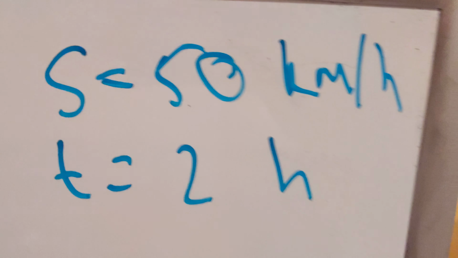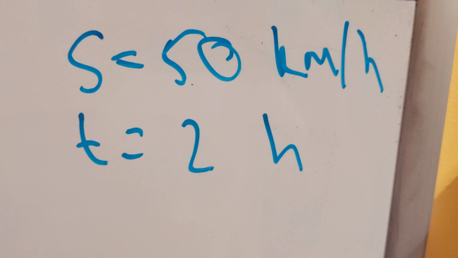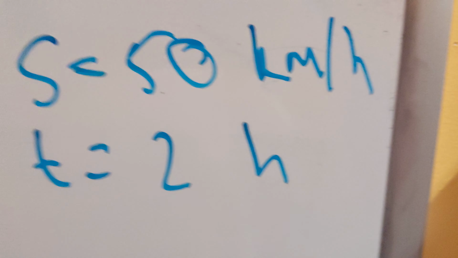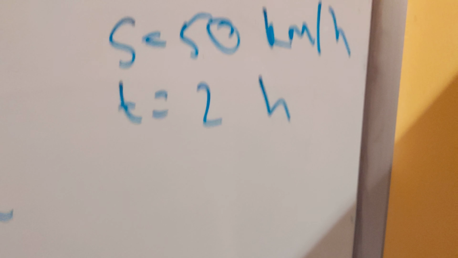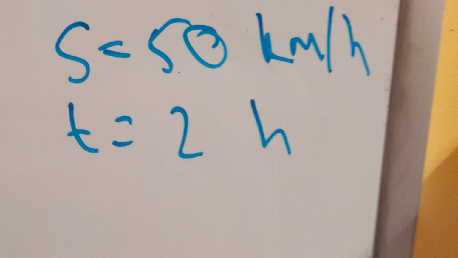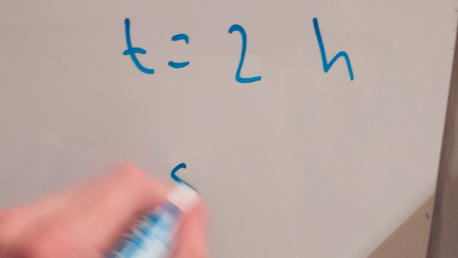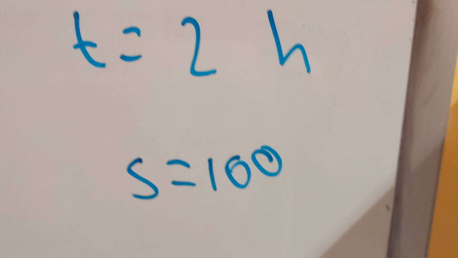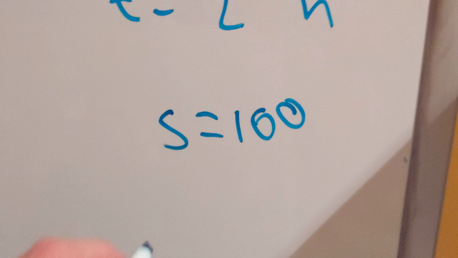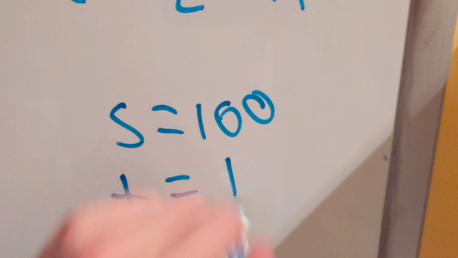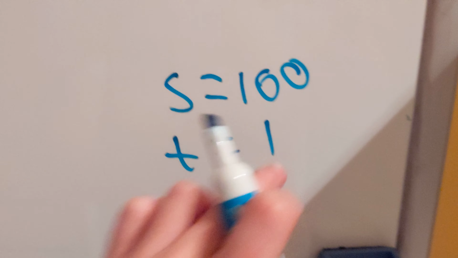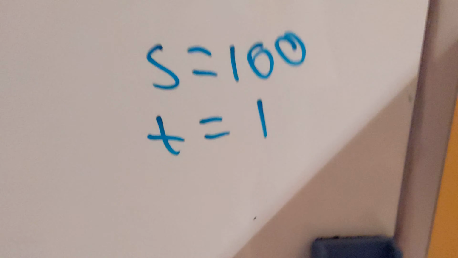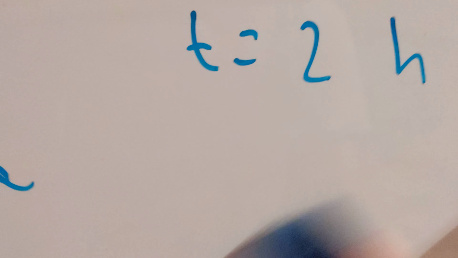And you might notice that if we multiply the speed times the time, it equals 100. That's also always going to be the case for inverse proportion. If I had a speed of 100 kilometers per hour, well then I could travel 100 kilometers in 1 hour. 100 times 1 is 100. So you're always going to have that pattern. That's just a little thing to take note of.